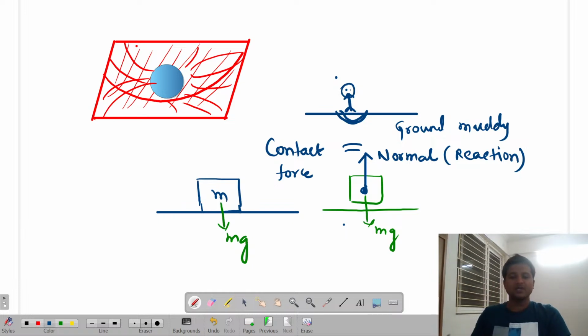So that means there is a normal when there are two bodies in contact. See, if this is the ground, then it's okay. But let's suppose the two bodies are made to be in contact in this way.